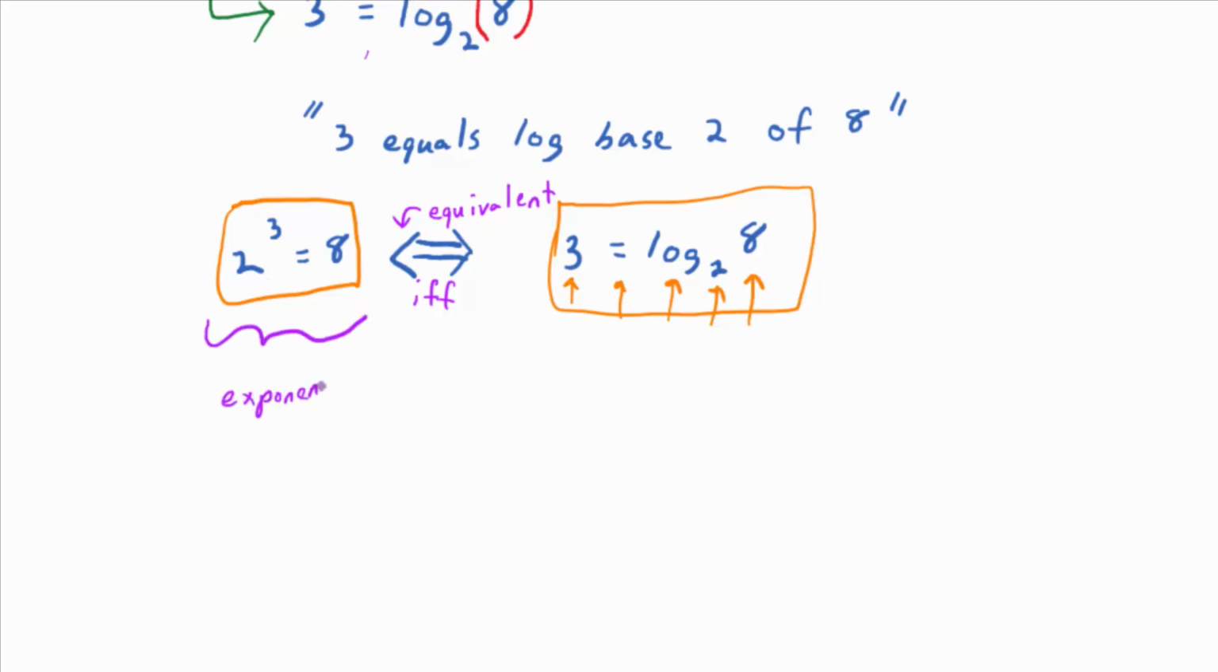Exponential form. And we call 3 equals log base 2 of 8 the logarithmic form. Normally I shorten that to just log form. So two different ways of saying the same thing.